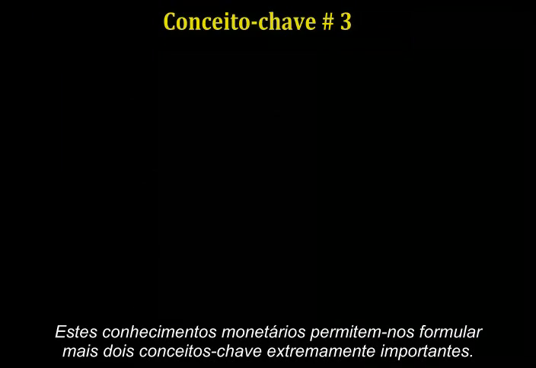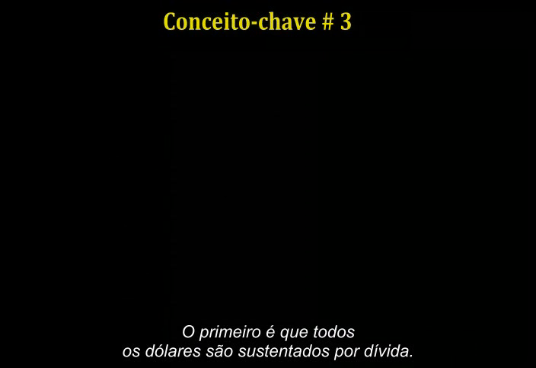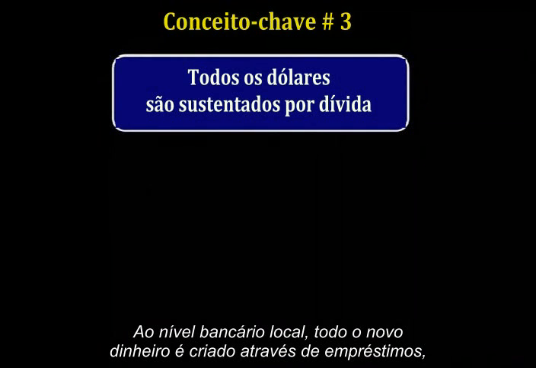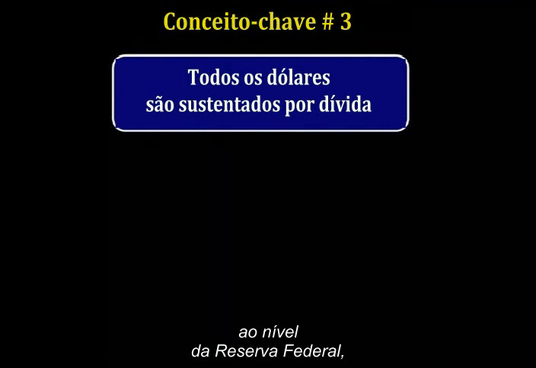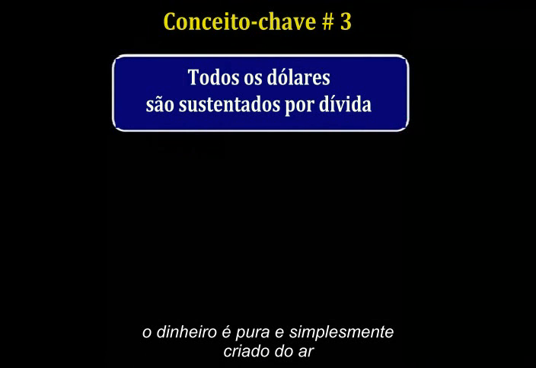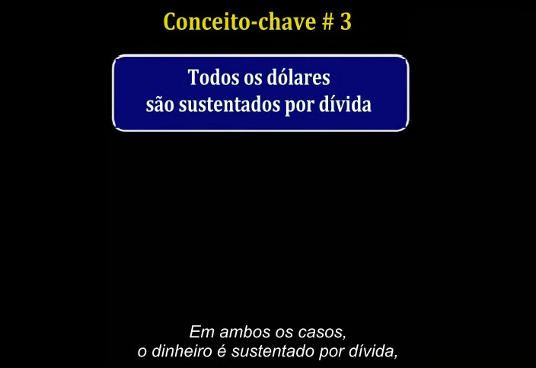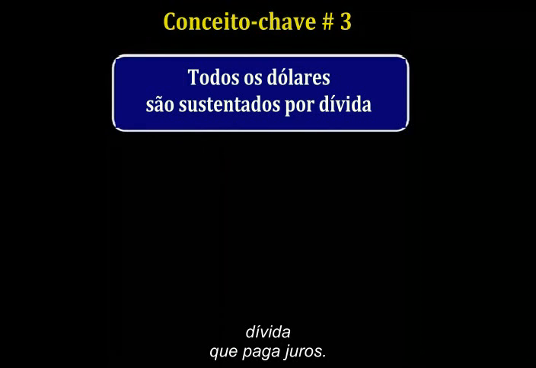These monetary learnings allow us to formulate 2 more extremely important key concepts. The first is that all dollars are backed by debt. At the local bank level, all new money is loaned into existence. At the Federal Reserve level, money is simply manufactured out of thin air and then exchanged for interest-paying government debt. In both cases, the money is backed by debt, debt that pays interest.